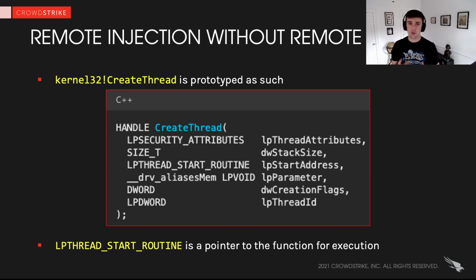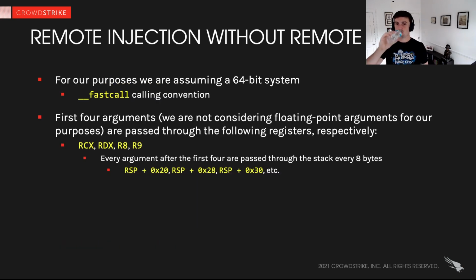So the way we do this first is we need to see how CreateThread is actually prototyped. And this can be viewed through Microsoft Docs, formerly known as MSDN. And we see a bunch of parameters that this function expects. The main one we want to focus on is this lpStartAddress, the thread start routine, which is a pointer to a function that's to be queued for execution when the thread is created. And again, for our purposes, we are assuming a 64-bit system.